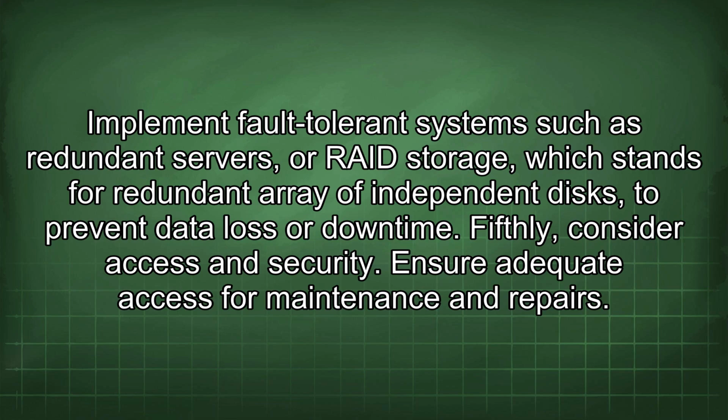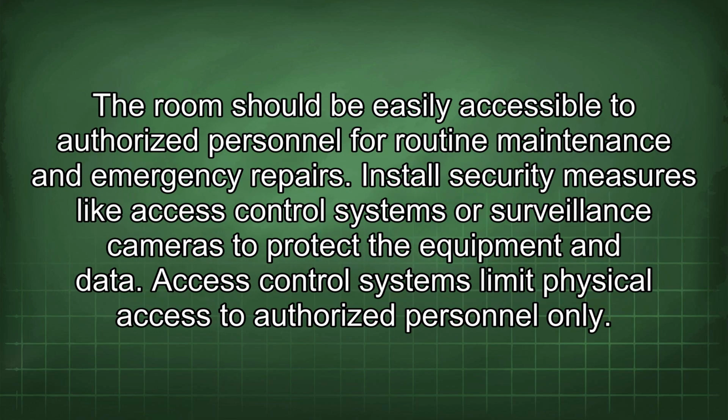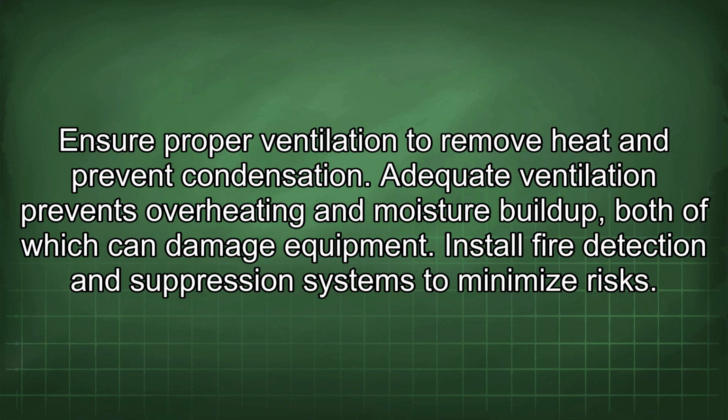Fifthly, consider access and security. Ensure adequate access for maintenance and repairs. The room should be easily accessible to authorized personnel for routine maintenance and emergency repairs. Install security measures like access control systems or surveillance cameras to protect the equipment and data. Access control systems limit physical access to authorized personnel only. Ensure proper ventilation to remove heat and prevent condensation. Adequate ventilation prevents overheating and moisture buildup, both of which can damage equipment.